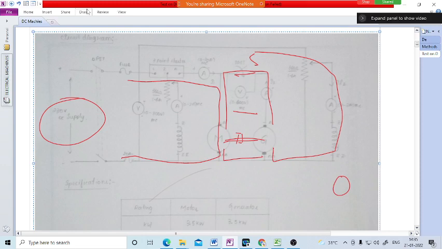If you draw the graph between the two machines, we can get this graph. On the x axis we take the armature current and on the y axis the efficiency. The graph shows the generator and motor efficiencies, so the two graphs look like this. This is for the Hopkinson test or regenerative test.